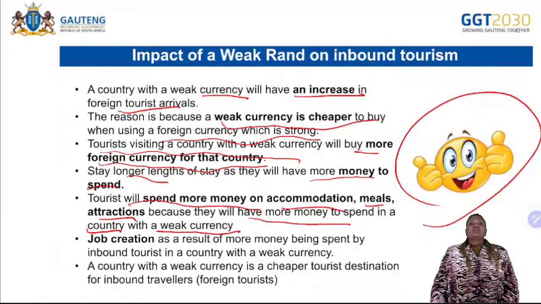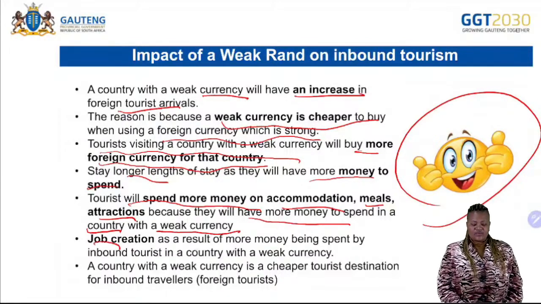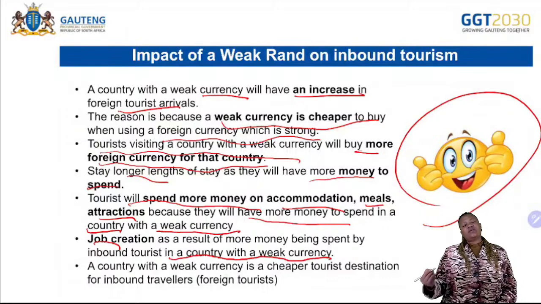Then again, there will also be job creation as a result of more money being spent by inbound tourists in a country. So we know that once the inbound tourist exchanges his foreign currency and receives more rands, he'll have more money to spend. The more money he has to spend, there'll be different people benefiting directly and indirectly. The more money he has to spend, there'll be a higher demand. When there's a higher demand for a certain product, maybe we will find that jobs get created.